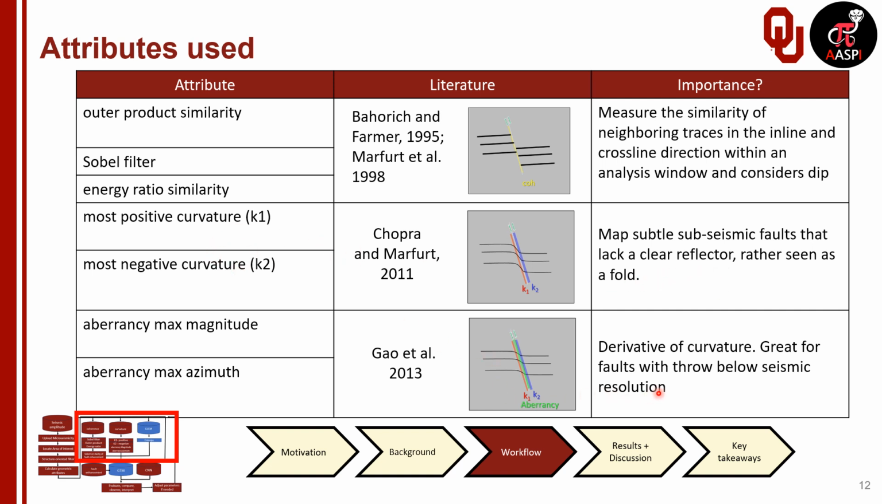And aberrancy, if K1 and K2 are the anticline and syncline, or the fold, respectively, would measure between them. Again, it is really good for faults with throw. Another thing to know is that we also look at entropy and chaos, since faults tend to be correlated with higher dispersion.